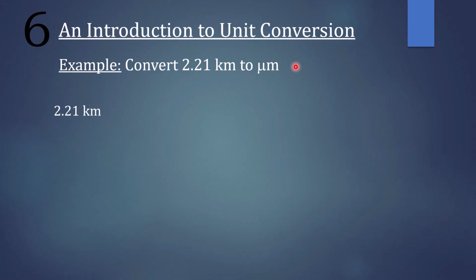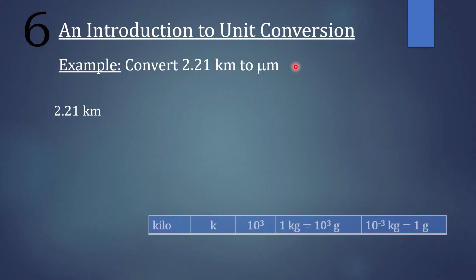So I'm going to take 2.21 kilometers, and I'm going to go back to our table here, and I know that, again, I can replace grams with meter. There's 1 kilometer to 10 to the third meters. So the way that I'm going to write this is I want 10 to the third meters in the numerator and 1 kilometer in the denominator. So kilometers will cancel, and right now I'm just left with units of meters.